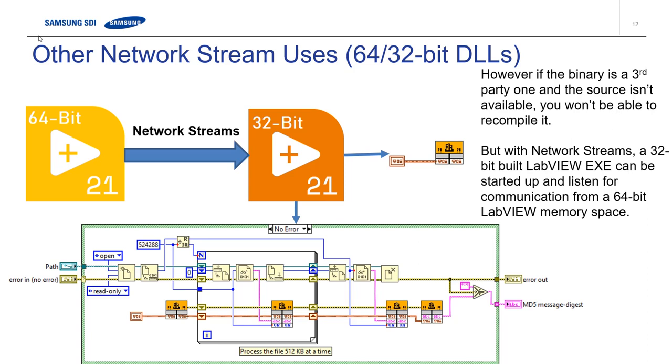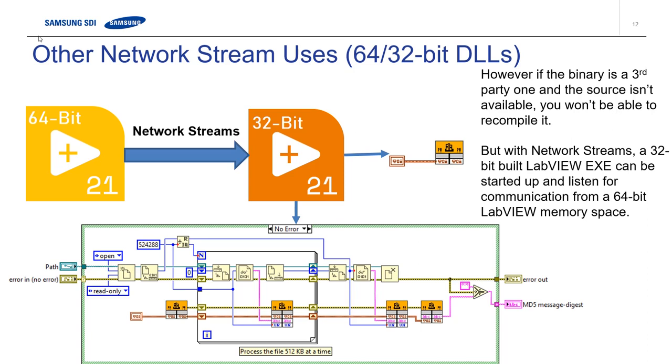So here I have an example where a 64-bit LabVIEW can use a network stream to request that a 32-bit LabVIEW do some work. And in this case, it's calling a DLL that does an MD5 on a program, which really isn't all that amazing. There's dozens of ways to do MD5s and checksums that don't involve calling DLLs, or that there are 64-bit DLLs already in existence. But I wanted to do this demo because it was the first that I thought of a way to demonstrate this working.